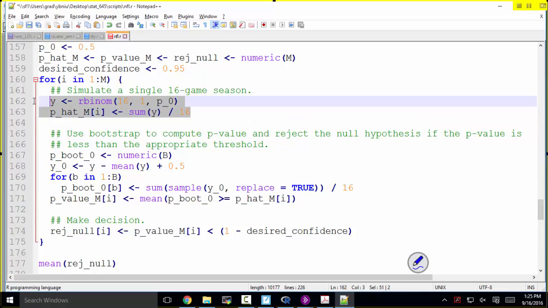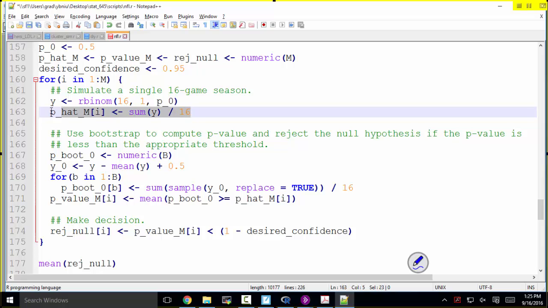Inside, we're going to simulate a single 16-game season, just like the one that we have at the very beginning. Let p be equal to 0.5, and let's simulate a 16-game season under that scenario. Let's do that and compute p hat every time. And then let's use the Bootstrap to compute a p-value.